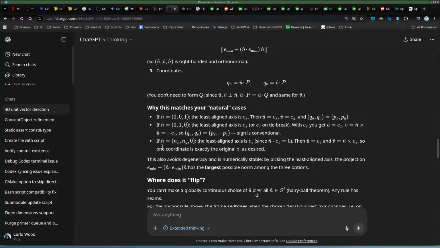If the normal vector lies in the xy plane, the least aligned axis is EZ, since that is 0. Yep, that's the only one that is 0 now, for non-zero nx and ny anyway. Therefore we pick U is EZ, and V then becomes the cross product between n and EZ, so one coordinate is exactly the original Z, as desired.